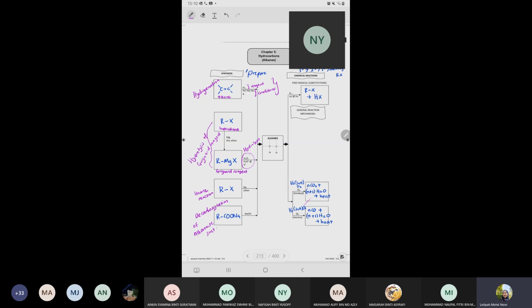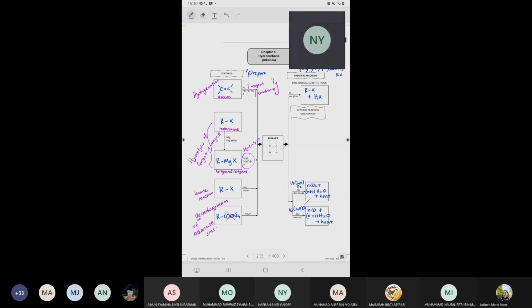Okay, so decarboxylation, D maksudnya buang. Nak buang apa? Kita buang semua ni. Okay, boleh? Sampai sini okay? Madam boleh ulang balik dekat Wood's reaction sampai decarboxylation tak?